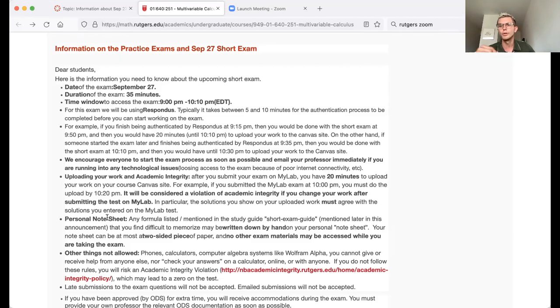But you don't have to upload a picture of the note sheet, to Canvas, if that's what you're asking. You may just need to show it at the beginning when responders asks you to show your environment.